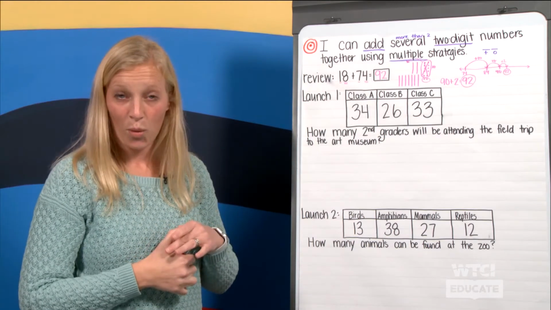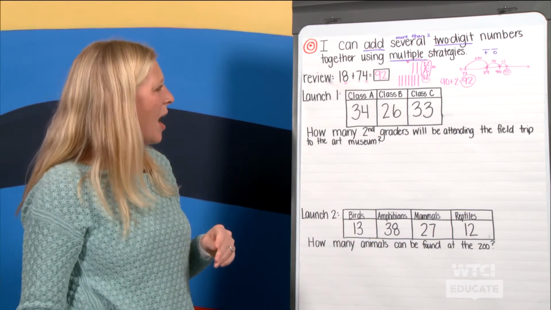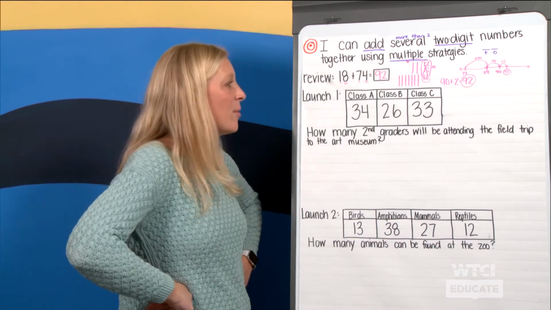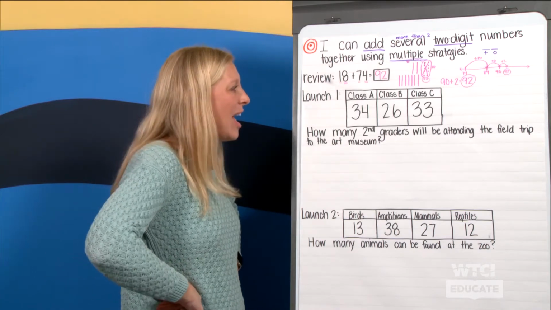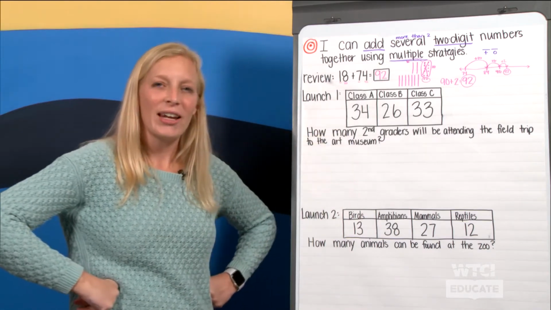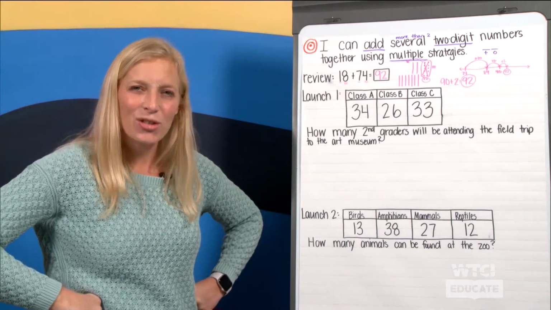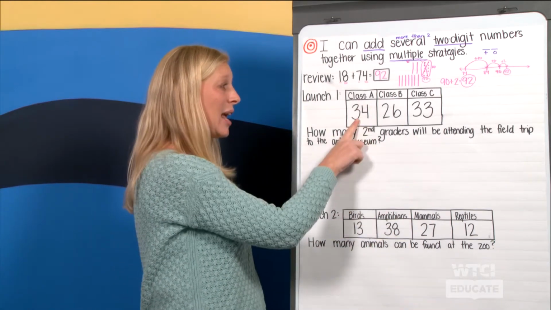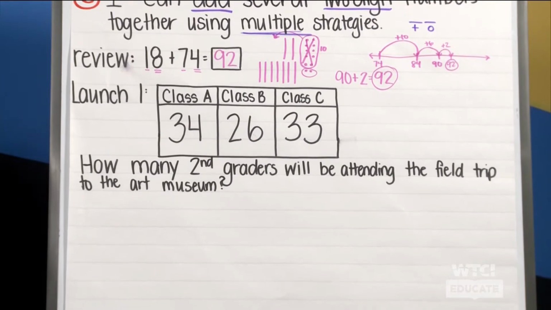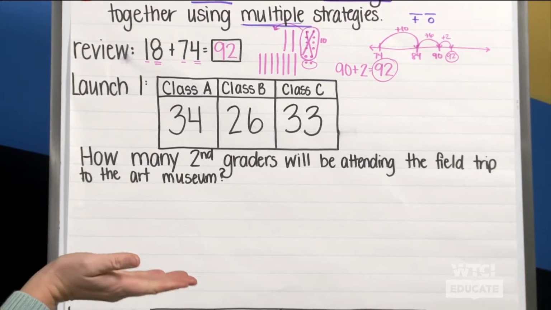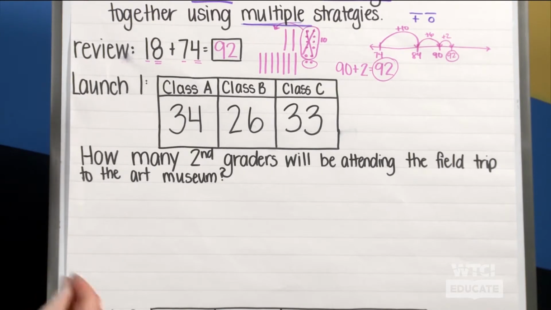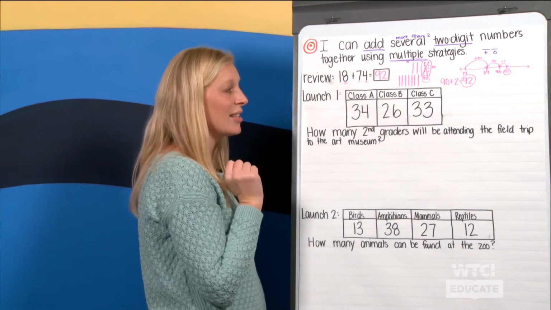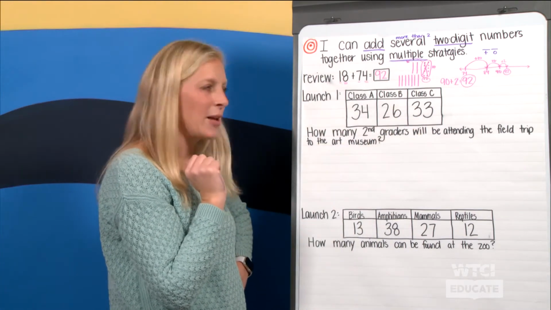Let's take a peek at number 1. In number 1, I have a table, and this table is not the table you eat your dinner on. This table is a table that holds data or information. And this information is the second grade classes at a school. Now, there are 3 second grade classes at this school: Class A, Class B, and Class C. This data, or this table, shows us how many students are in each second grade class. There's 34 students in Class A, 26 in Class B, and 33 in Class C.